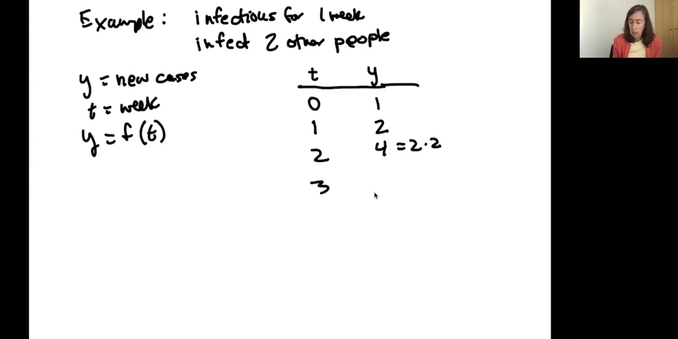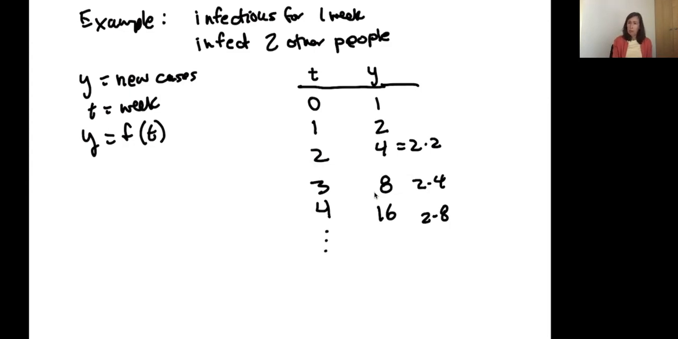By week 3, the people who got sick in week 1 aren't contagious anymore, but all 4 people who got sick in week 2 are contagious, and they each infect 2 people. So you've got 2 times 4 here, got 8. And you're starting to see the pattern, I think. By week 4, everybody who got sick prior to week 3 is no longer contagious, but those 8 people who got sick in week 3 each infect 2 people. So you get 2 times 8, the number of new cases in week 4 is 16.